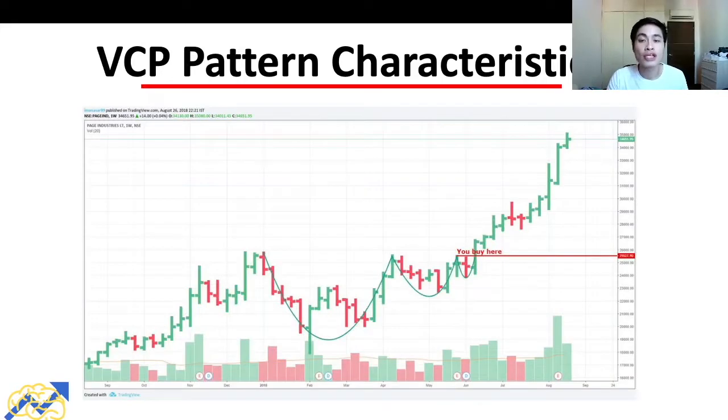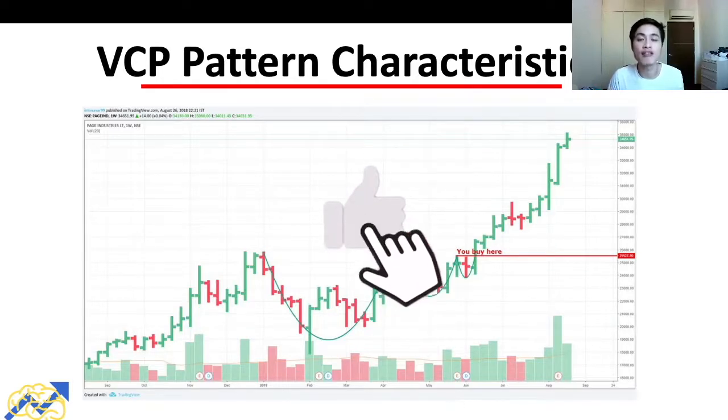For this price chart, notice how the price contraction is lesser than the previous price contraction. So for this price contraction here, it's lesser than this price contraction here. And for this price contraction here, it is lesser than this price contraction over here. You can see that from the left side to the right side, the price volatility is contracting. And that is the first characteristic of the VCP pattern.